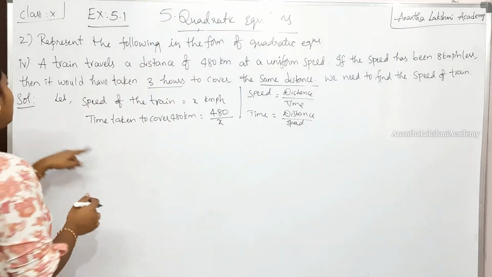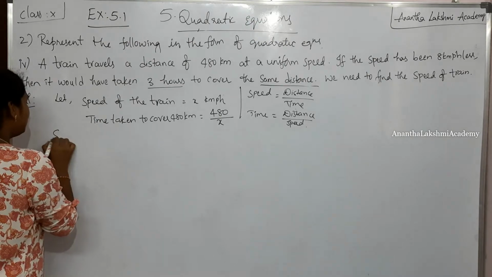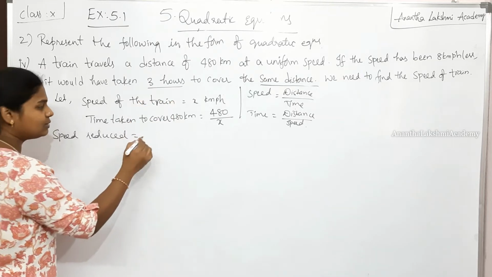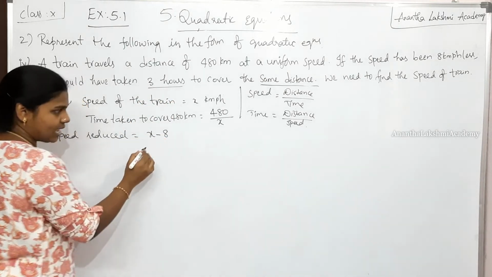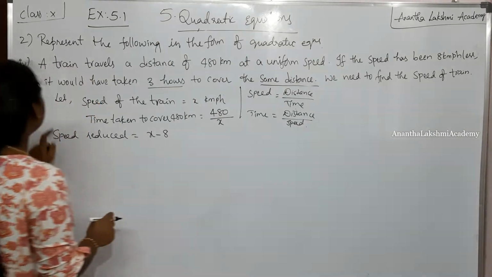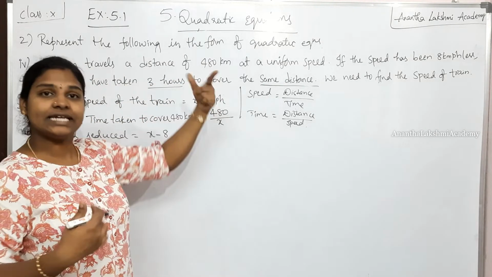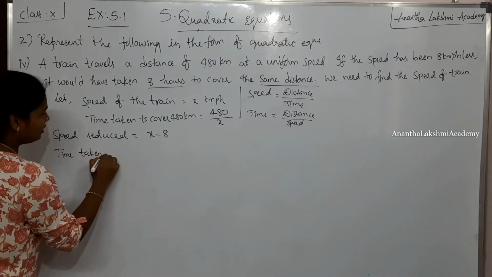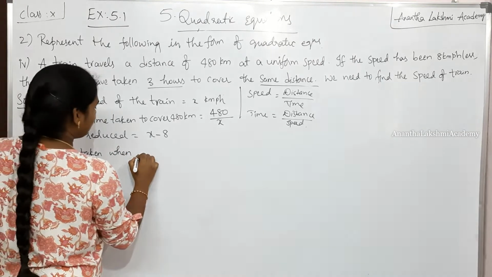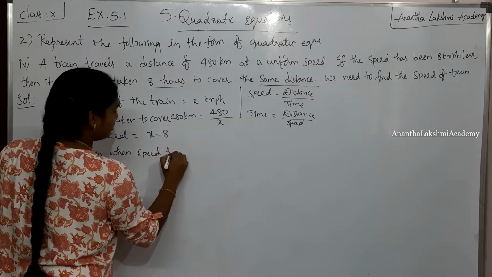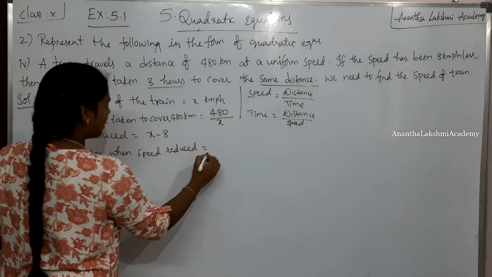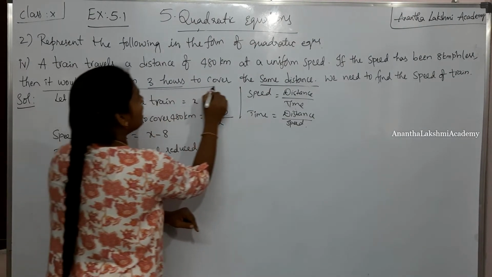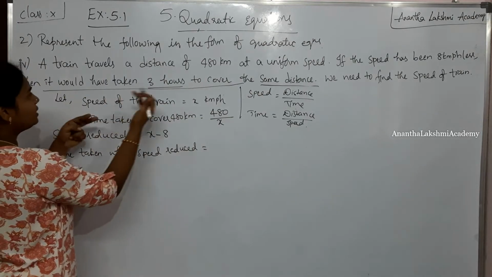If the speed had been 8 kilometers per hour less, the speed reduced. By how much has it been reduced? By 8. So, the speed is x and it got reduced by 8. Then it would have taken 3 hours more to cover the same distance. So, the time taken when the speed is reduced. When you reduce the speed, what is the time taken? It would have taken 3 hours more.